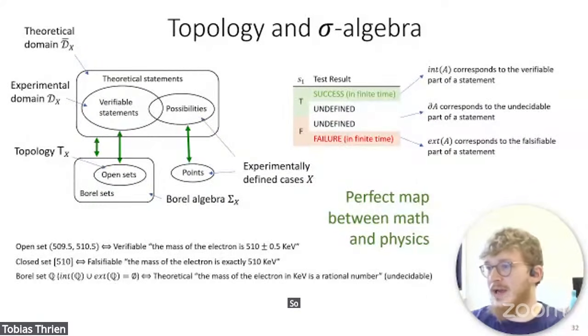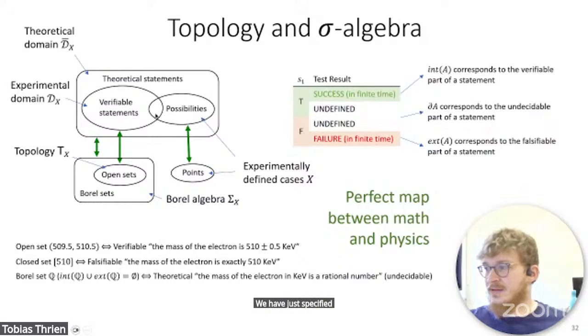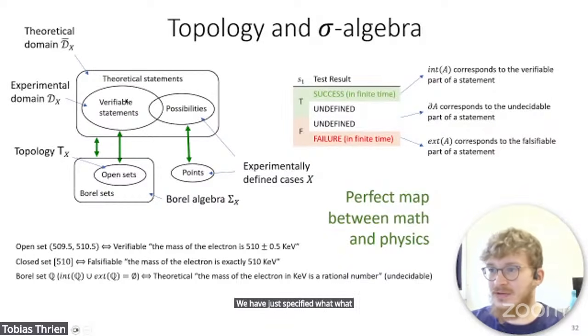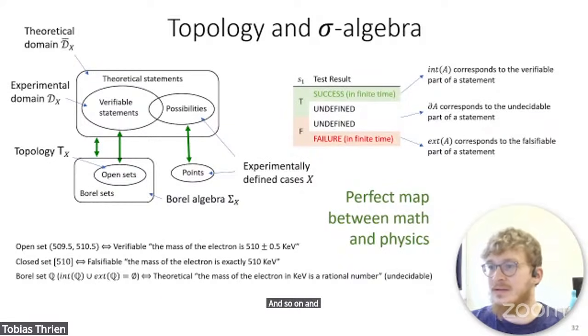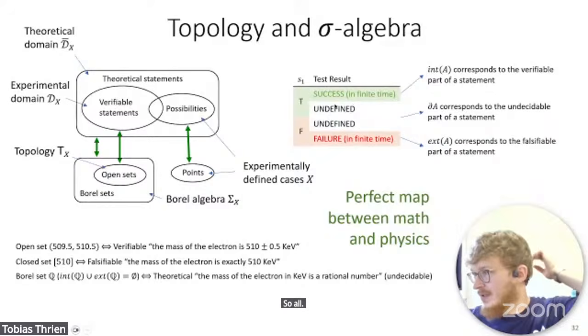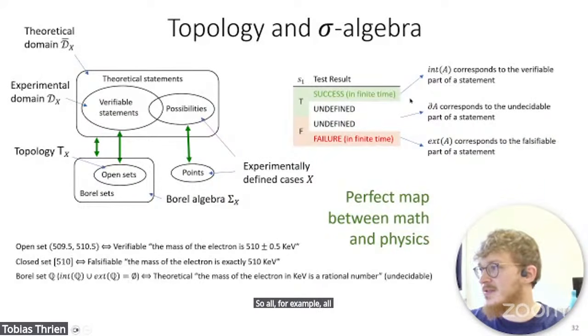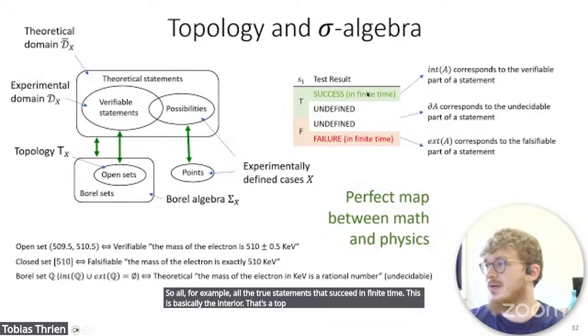So this is the map that I was talking about between physics and math. We have just specified what we do in physics: we need to talk about statements that have a test associated to them. I clarified that some of these are verifiable, some might be only falsifiable, and so on and so forth. And this is captured exactly by topology and by sigma algebras. So for example, all the true statements that succeed in finite time, this is basically the interior. That's a topological definition, but it now has a clear physical meaning.